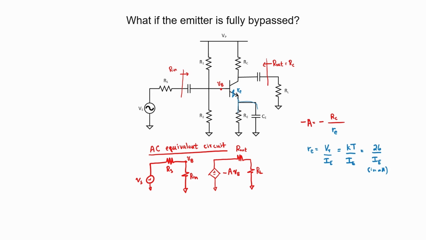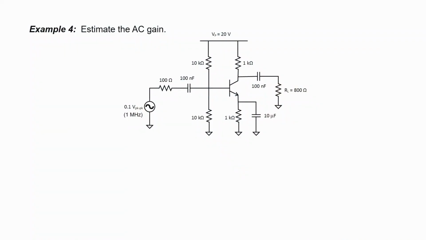These numbers do tend to be really small. If you've got an R sub E down here that's not bypassed, then it's pointless to include the little R sub E in your calculations. Let's now work an example and use what we've just learned. We see that the emitter resistance is fully bypassed by the 10 microfarad capacitor. So let's start off by calculating little R sub E.